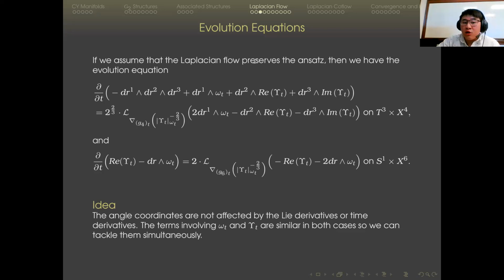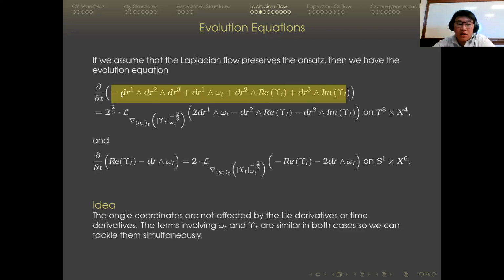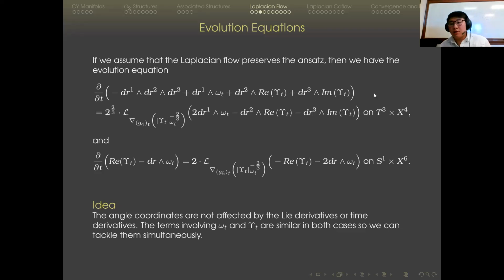We know that if we assume we are preserving the ansatz, as in if we assume that the Laplacian flow preserves the type of G2 structures that we are starting with, then we get these evolution equations. How the 3-form evolves is just ∂/∂t of this, and we know what the Hodge Laplacians are over here. All the t's down here are just to reintroduce the time dependence that we're looking for since we're looking at a flow.